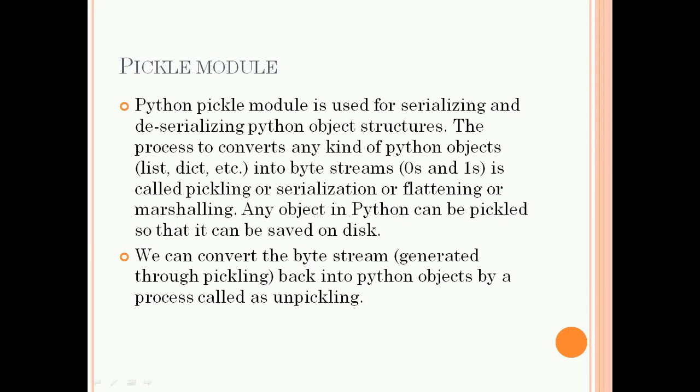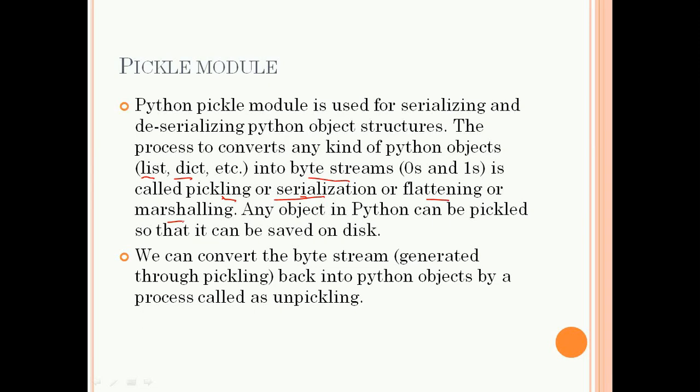For binary files, when we are writing to a binary file, we need to convert the data to byte streams, that is zeros and ones. The process to convert any kind of Python objects, that is list, dictionary, etc., into byte streams is called pickling or serialization or flattening or marshalling.